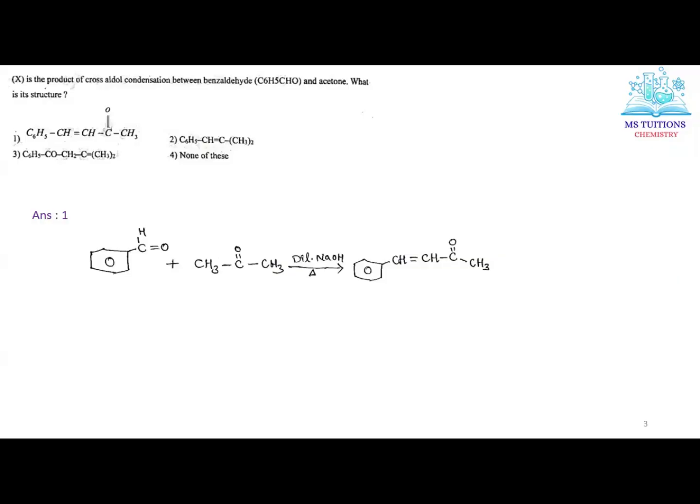X is the product of crossed aldol condensation between benzaldehyde and acetone. What is its structure? So we need to do the cross aldol condensation by taking the benzaldehyde and acetone. In cross aldol condensation, out of these two, acetone is having alpha hydrogen. So from the benzaldehyde C double bond O group we are using. And from here, if we remove two alpha hydrogens, between this carbon and this carbon double bond will be formed. This is the final product. So option 1 is the correct answer.